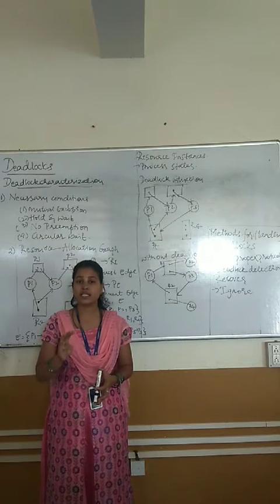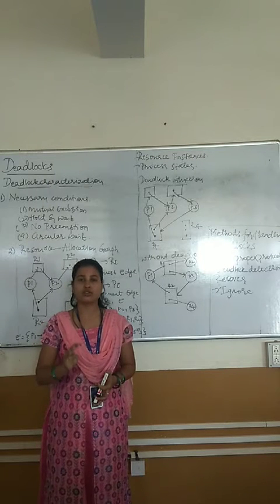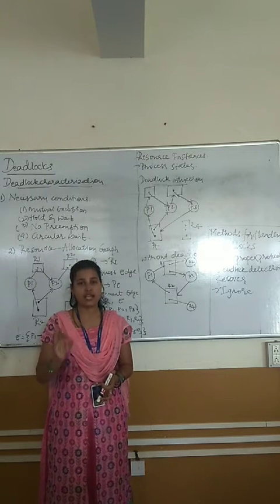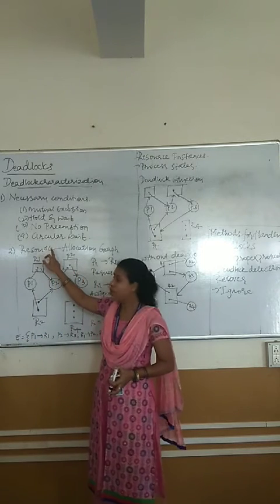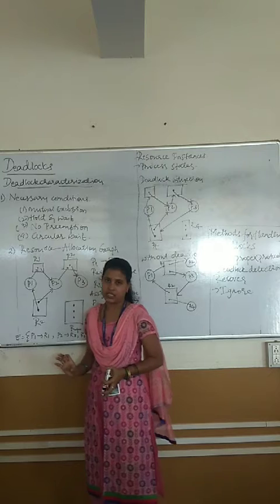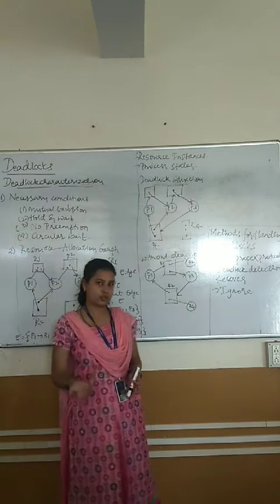These are the four necessary conditions for deadlock to happen: mutual exclusion, hold and wait, no preemption, and the last one, circular wait. These are the necessary conditions for when a deadlock is said to happen.